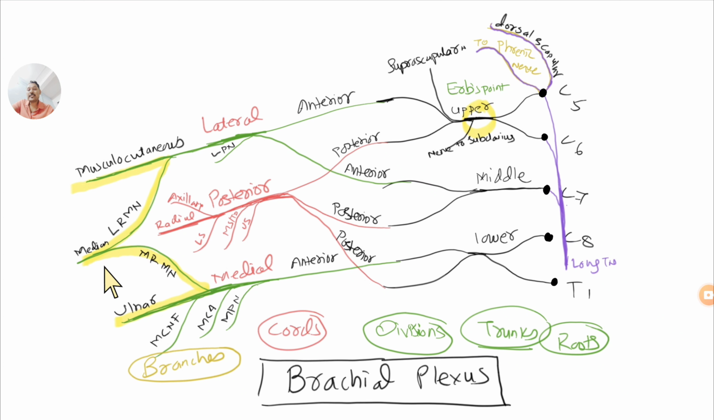Okay, now there are things to notice in this brachial plexus. This is a very famous M pattern formed in the brachial plexus.